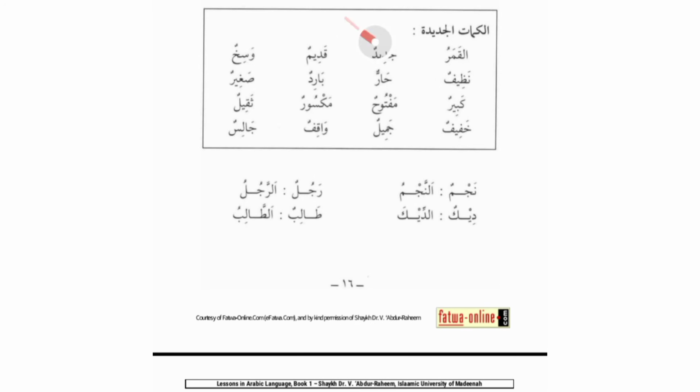الكرسي مقصور. Now we have الكلمات الجديدة, new words. A bunch of new words we have here. We have القمر, جديد, قديم, وسخ, نظيف, حار, بارد. And all of these words I already told you the meaning. Qamar means moon, Jadid means new, Qadim means old, Wasikh means dirty, Nadhif means clean, Har means hot, Barid means cold, Saghir means small, Kabir means big, Maftuh means opened, Maqsoor means broken, Thaqil means heavy, Khafif means light, Jamil means beautiful, Waqif means standing, Jalis means sitting.